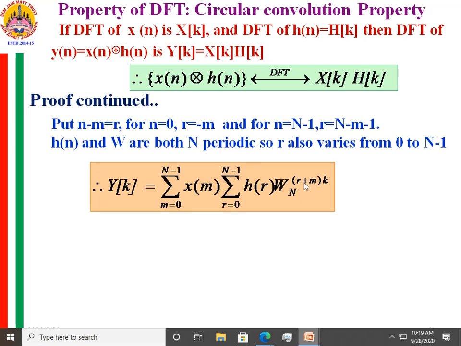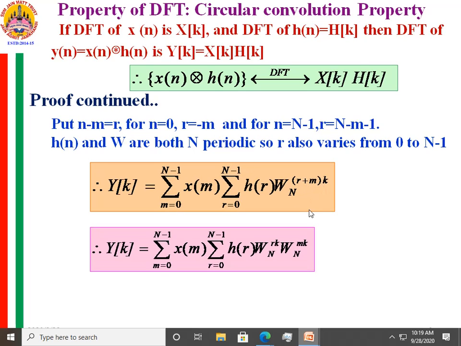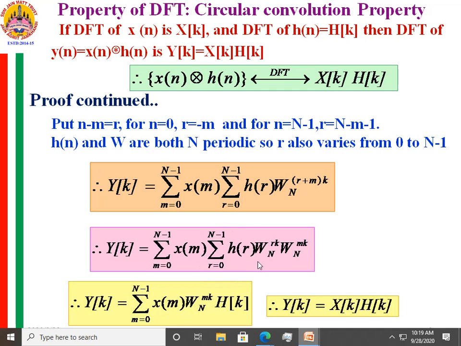Now this W raised to (r plus m)k, you split it. When you split it, you will get W raised to rk times W raised to mk. Now this part, this is H of k.